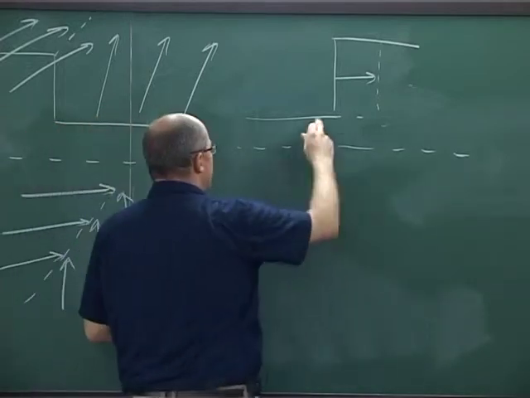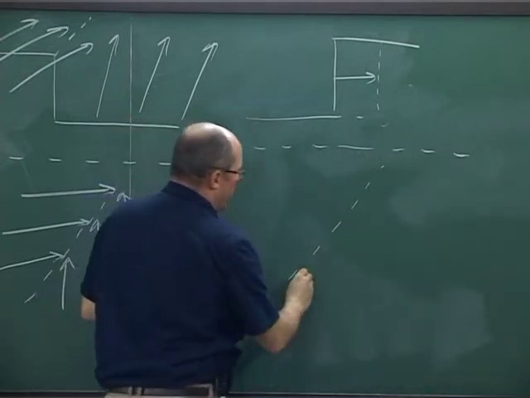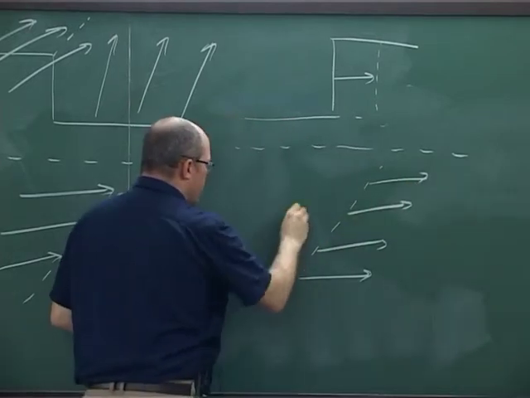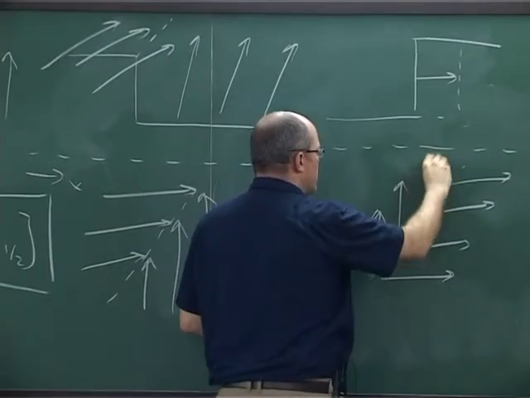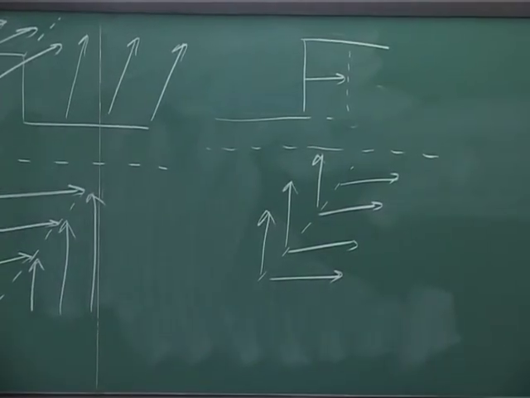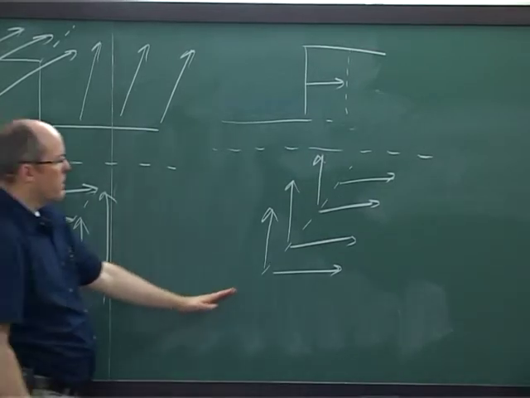In this case, however, the characteristics look like this. So the shock is moving like that, and I have characteristics on the right that look like this, and characteristics on the left that look like that. I have characteristics that are emerging from the shock, and that's something that's unphysical. And so this solution is not physical.